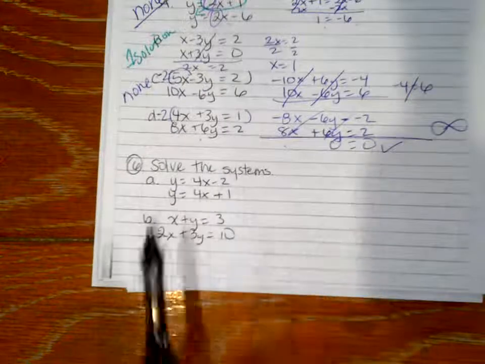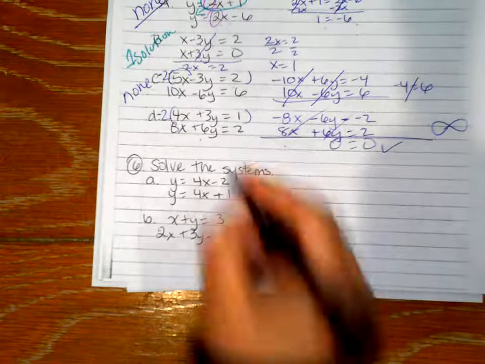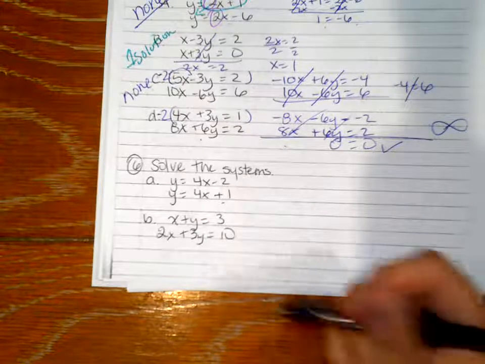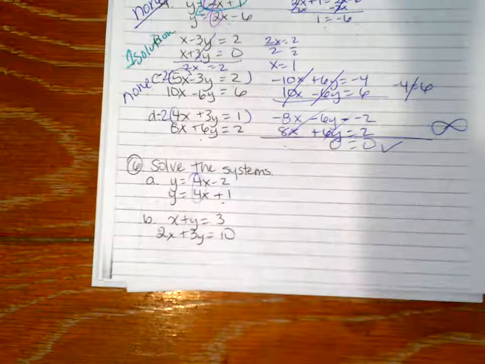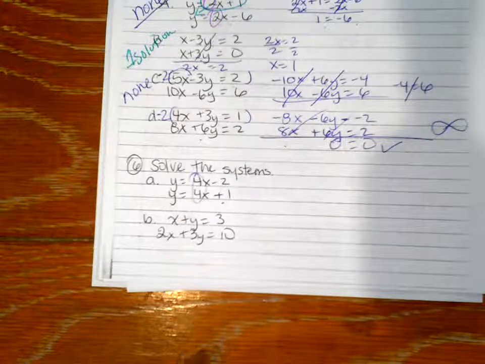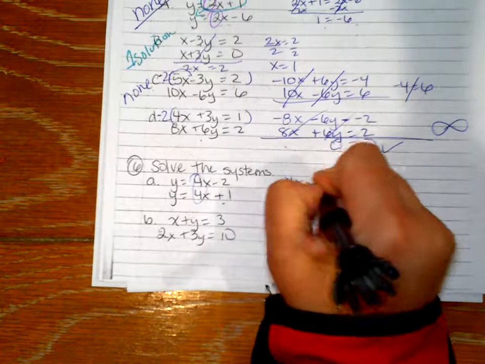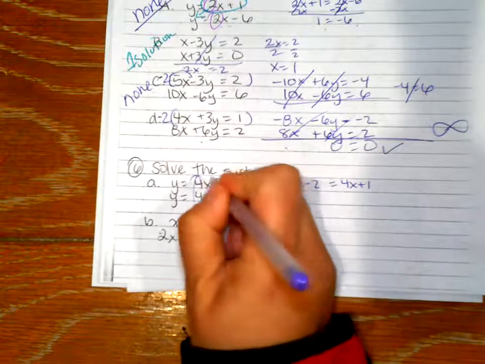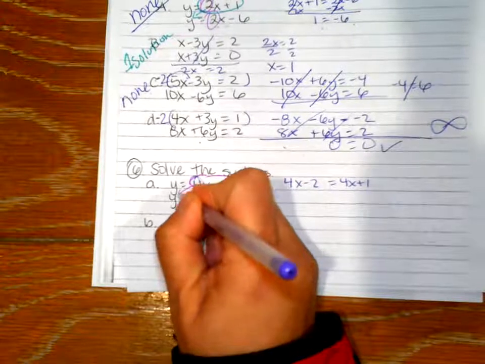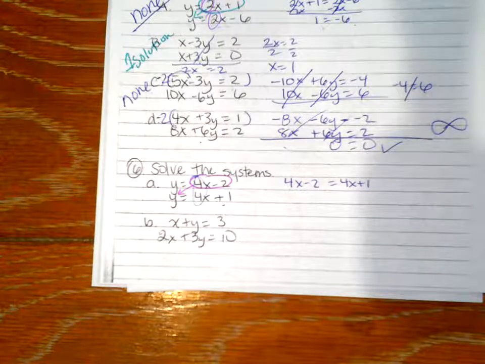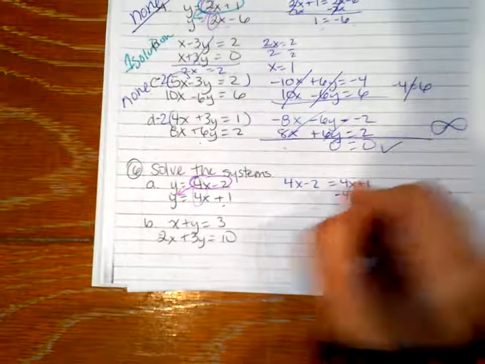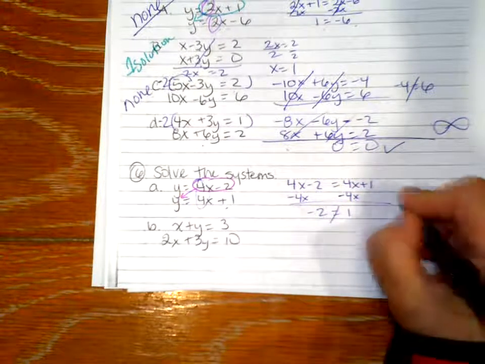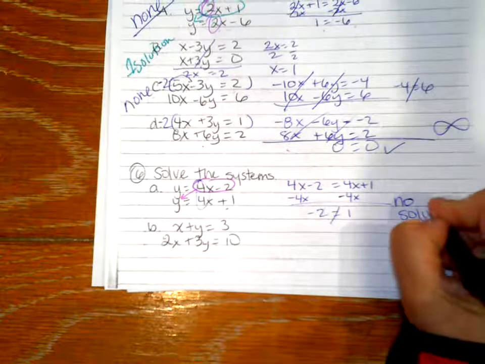Okay, solving systems here. I can tell you what the answer is just by looking at it. I hope you guys are getting used to this because I have, again, the same slopes. But if you don't see it, 4x minus 2 equals 4x plus 1. I'm substituting. I'm taking this and plugging it in for y. And when I solve, I get negative 2 equals 1. Not true, no solution.